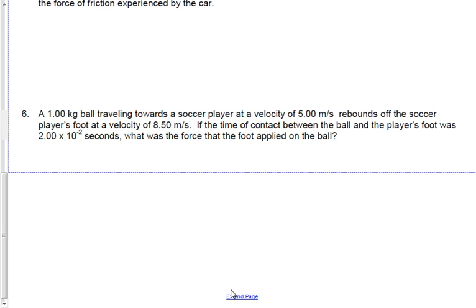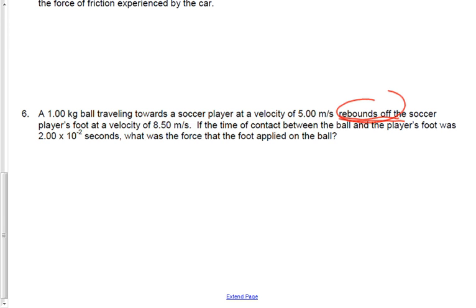which I think might be the hardest one on the page, maybe. It says a 1 kilogram ball traveling towards a soccer player at a velocity of 5 meters per second rebounds off the soccer player's foot. I'm going to underline that in red or circle it in red or maybe buy an ugly highlighter and highlight it in that ugly colored highlighter to draw attention to that.